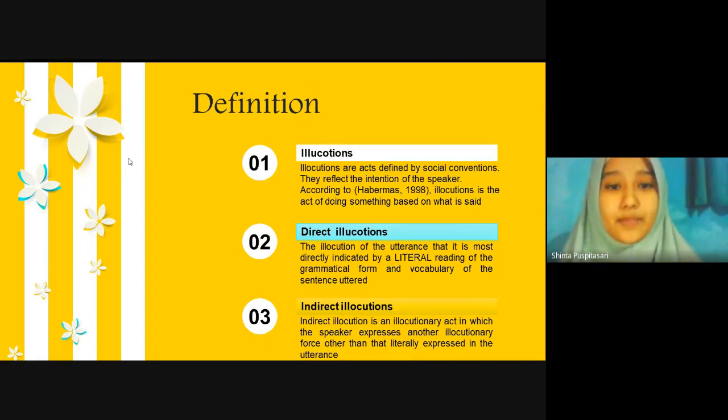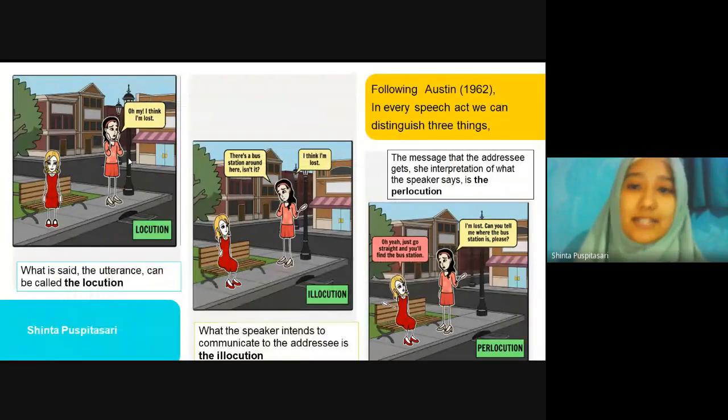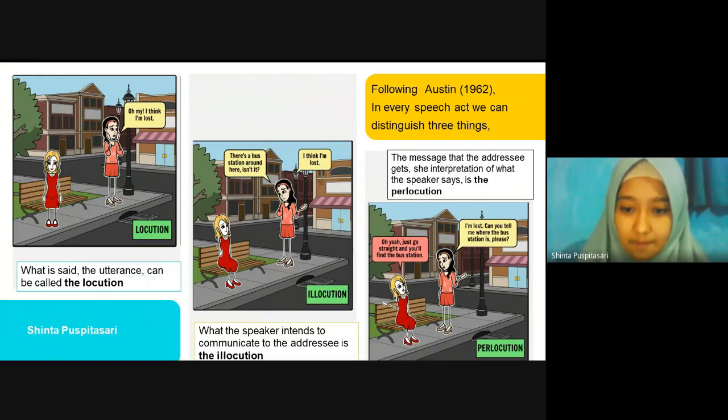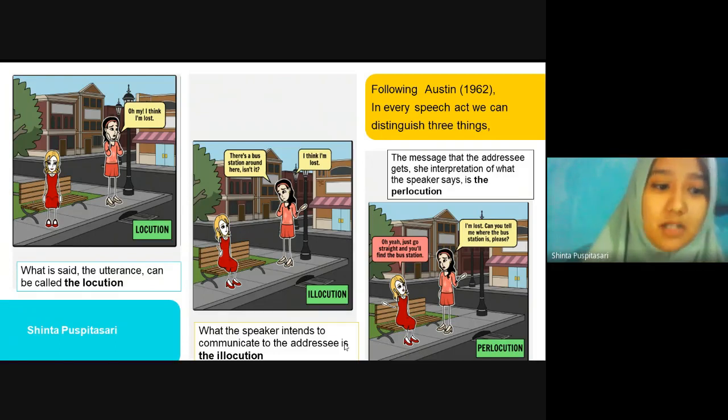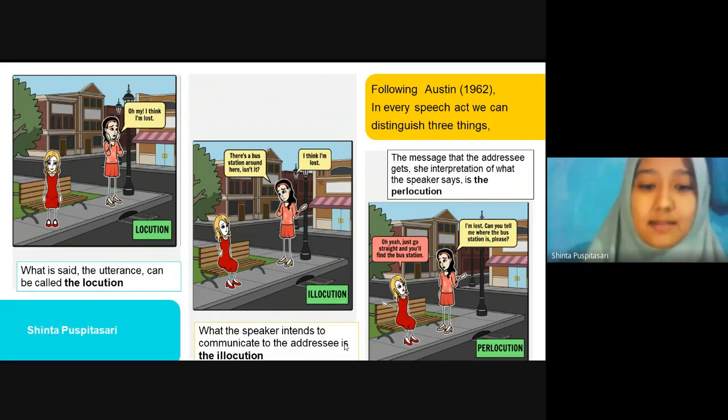Elocution example. This is the illustration following Austin in 1962. In every speech act, we can distinguish three things. They are locution, the elocution and perlocution. For example, "Oh my, I think I'm lost." What is said, what she said, the utterance, can be called the locution. So the locution is subject to truth conditions and requires a sense and references to be understood.